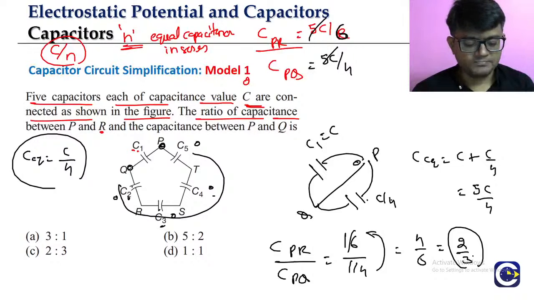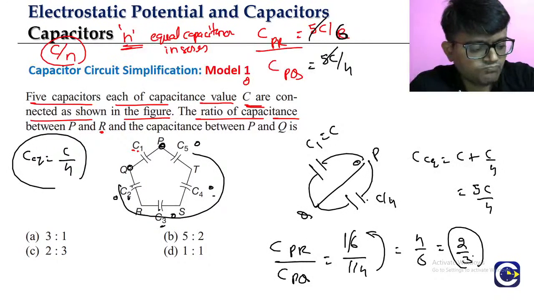Good, Maithili. So in the question, what is the answer for this? The ratio, how much will it come? The ratio should be coming as what? 2 by 3. Okay?